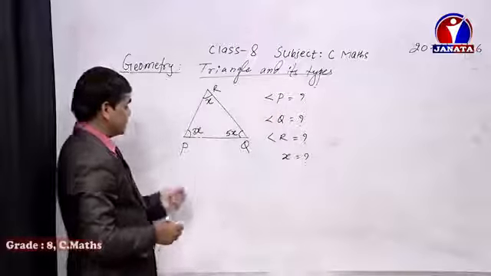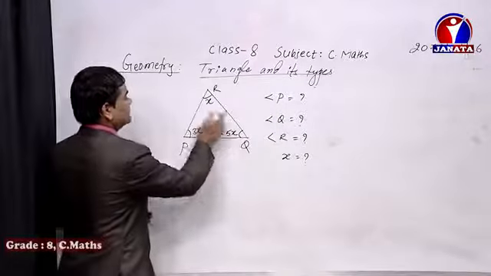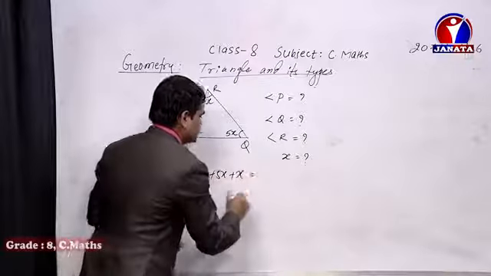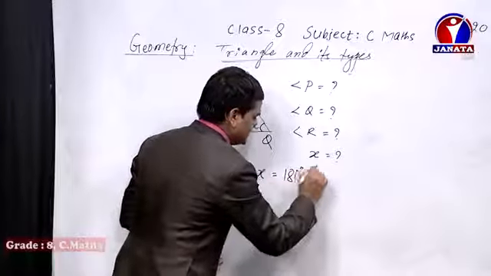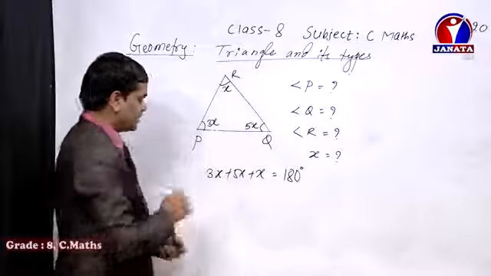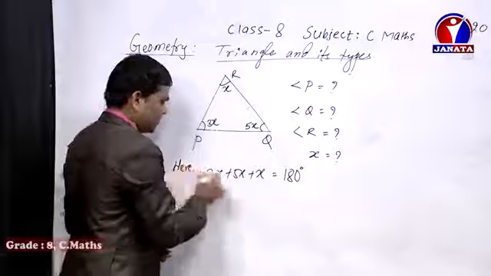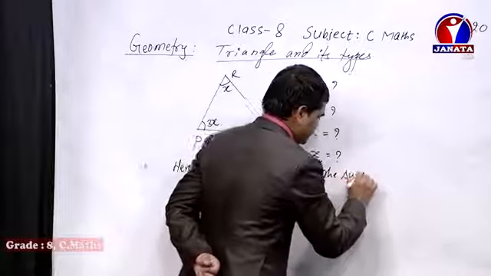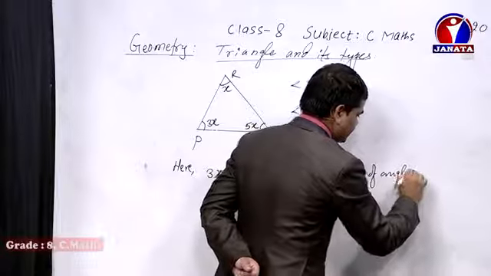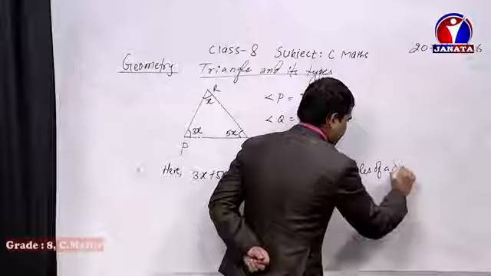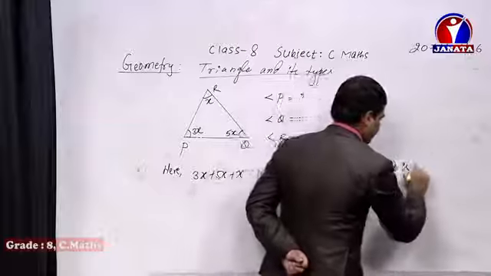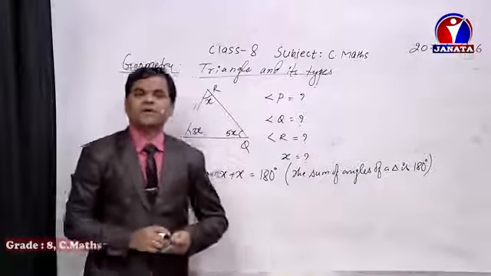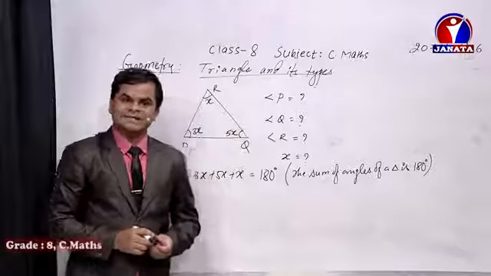At that time, what do you have to do, dear student? 3x plus 5x plus x becomes 180 degrees, and this is the statement, dear student. And then after, what do you have to write? In the reason side, write: the sum of angles of a triangle is 180 degrees, being the sum of angles of a triangle 180 degrees.